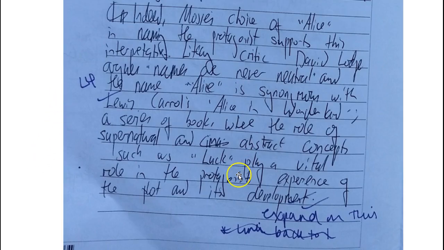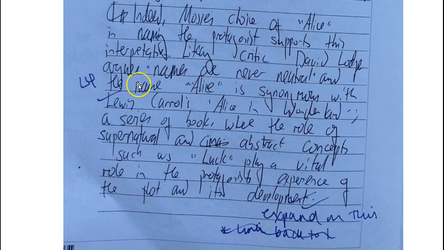Right, on this page, Bo uses a really interesting technique which I think for most examiners would have made this a 20 out of 20 mark answer. However, his teacher doesn't agree with me, and that's fine, but hey, what's the difference? 1 mark. So watch what he does here and steal this technique. So indeed, Moss's choice of Alice in naming the protagonist supports this interpretation. Literary critic David Lodge argues names are never neutral.